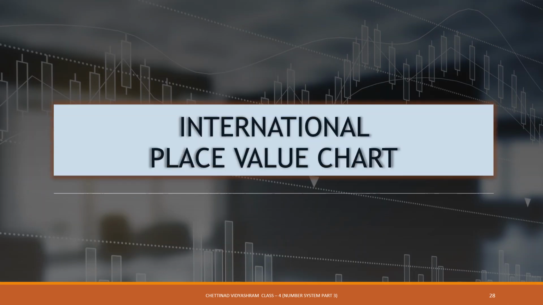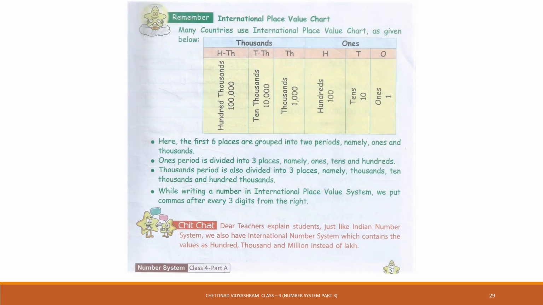International place value chart. Many countries use the international place value system for writing numbers. Take page 31 of your textbook. Here, the international place value chart for the first 6 places is given, and each period has been divided into 3 places. Like under the ones period it is ones, tens, hundreds. Under thousands it is thousand, 10,000, 100,000.